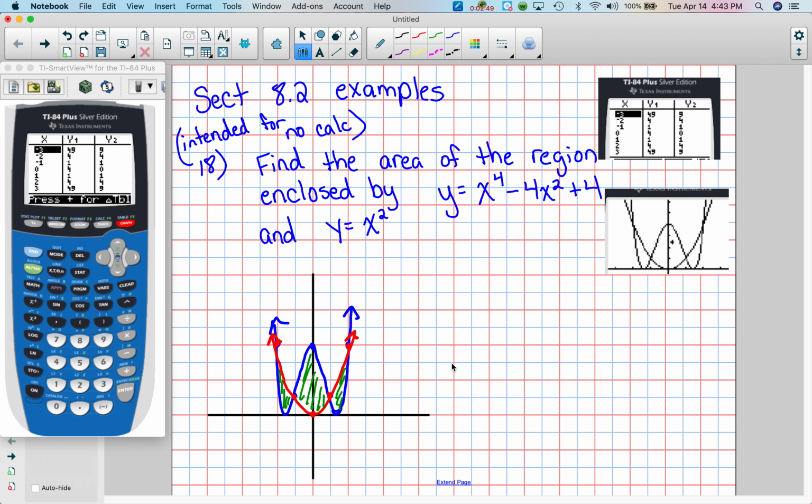Notice that the function that is the higher function is going to change. So we actually need two or three integrals. We do have symmetry on these two sides, so we could just do one integral and then double that. I would probably do that if I was doing it by hand. If I was doing it with Finite, it doesn't really make a big difference.